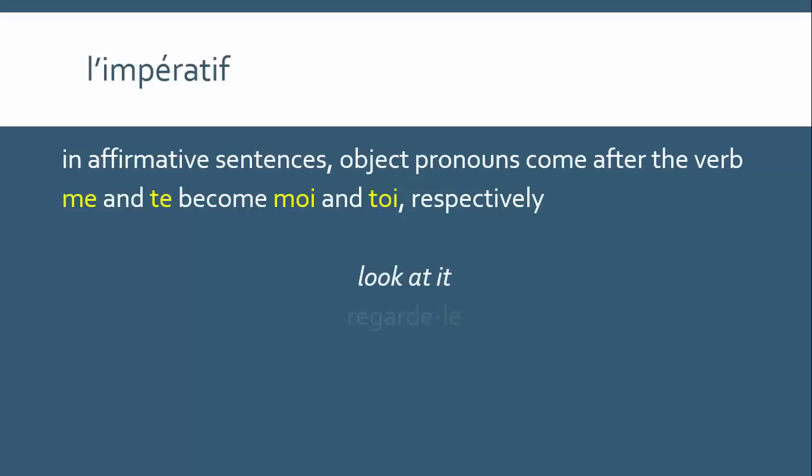So, look at it is regarde le. So you look at it is tu le regardes. But in the imperative, the le is going to move to the end. Regarde-le. Notice as well there is a hyphen between the two. Help me is aidez-moi. So you help me is vous m'aidez. But we're going to move the object pronoun me to the end, and then that is going to become moi. Aidez-moi. Don't worry too much about this because you will just get used to hearing it. It will get to a point where aidez-me sounds really weird, right? It's something that comes quite naturally.